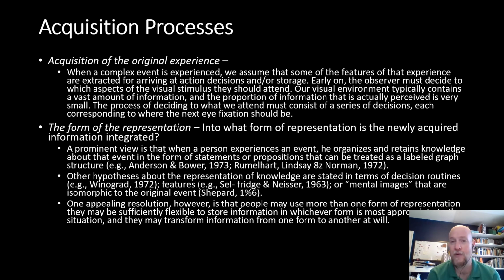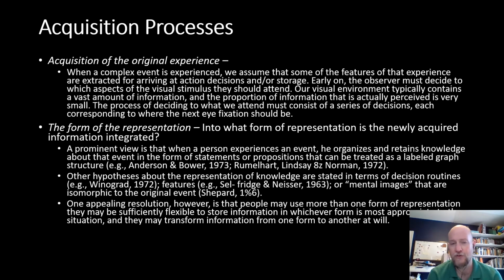And then we begin to form a representation. And what form does that newly acquired information take? So a prominent view is that when a person experiences an event, we organize and retain knowledge about that event in forms of statements or propositions that can be treated as a labeled graph structure. And there's some examples in the book she talks about. Other hypotheses are that there are decision routines, like decision trees that we make along the process. Others are that we have mental images that are related to the original event, but not perfectly proportional.